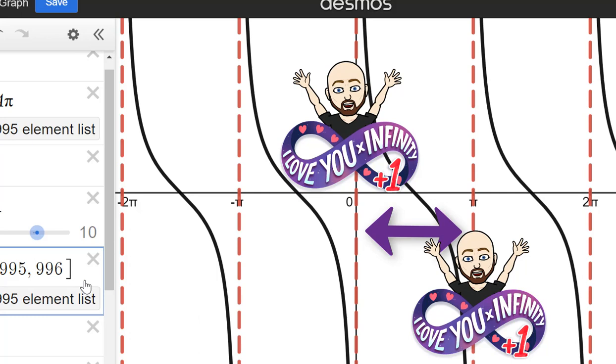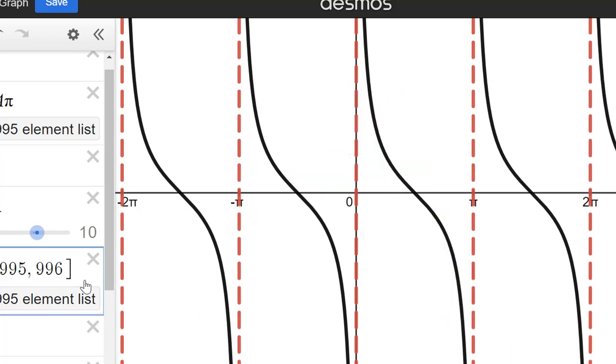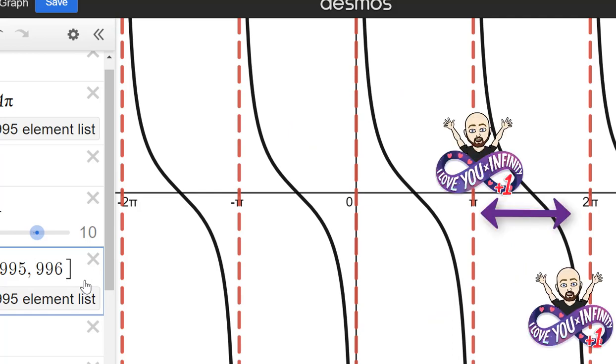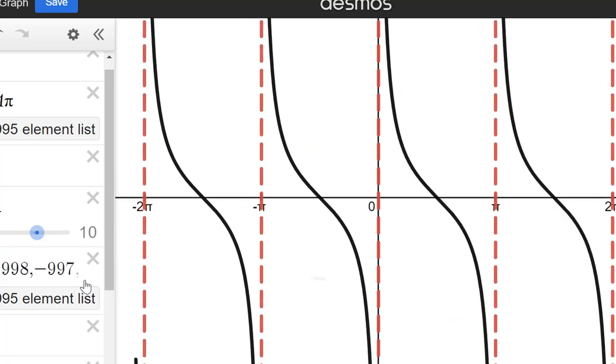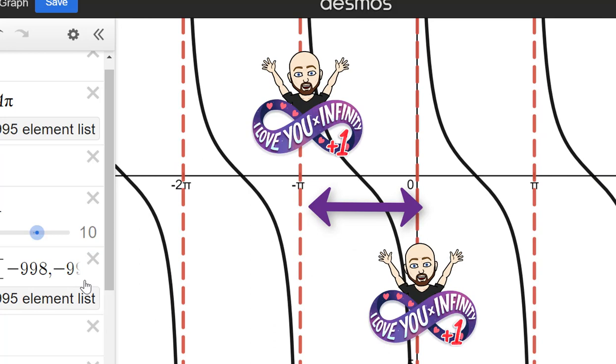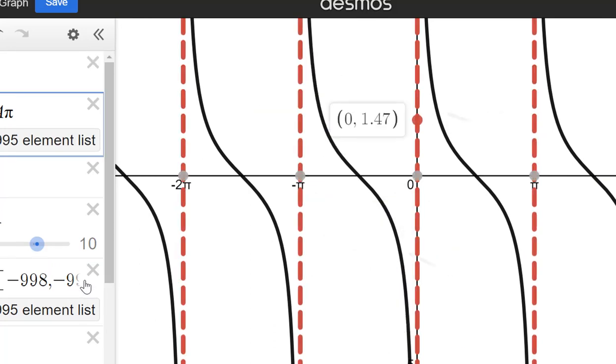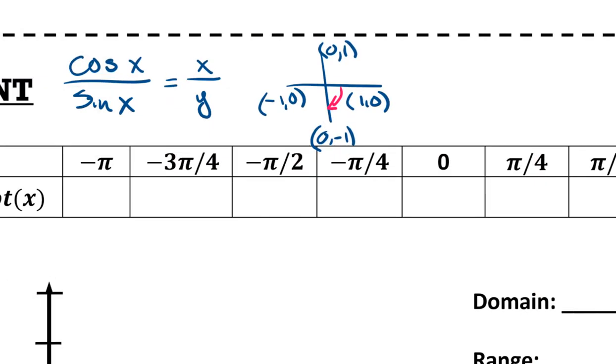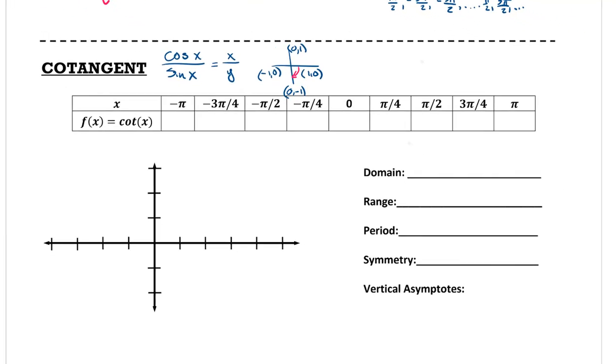And notice the distance between the asymptotes: they're going to be pi apart, because if you look at the distance between 0 and pi, or pi and 2 pi, or 2 pi and 3 pi, or 0 and negative pi, that distance is always going to be pi. So that's going to play into account when we go and take a look at this.